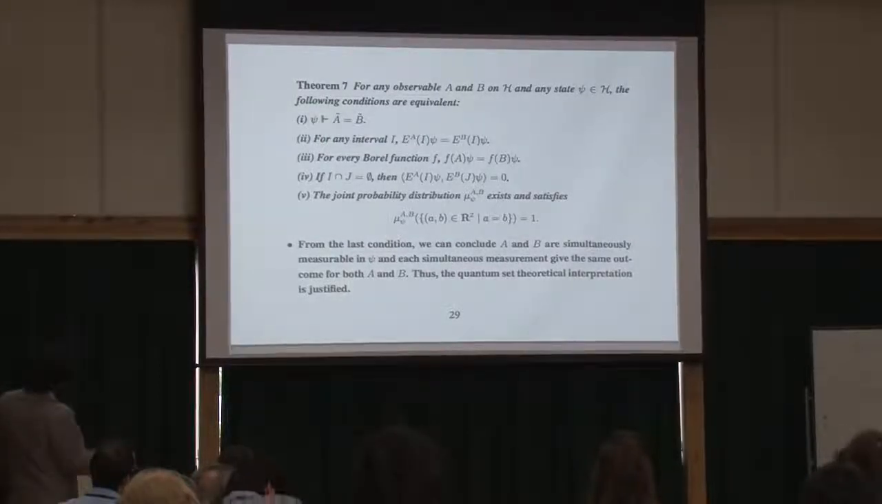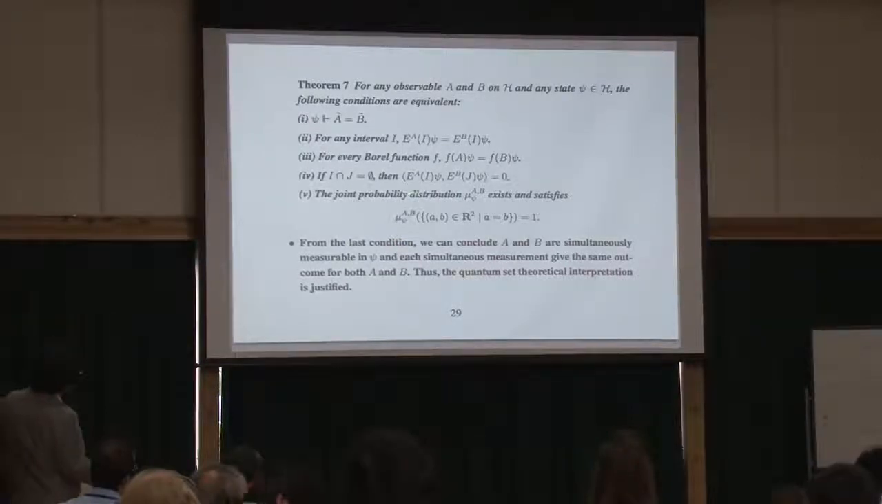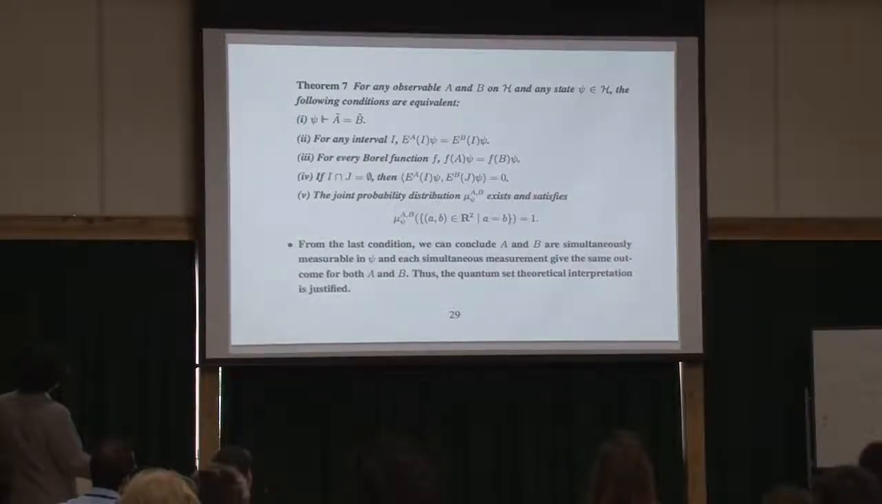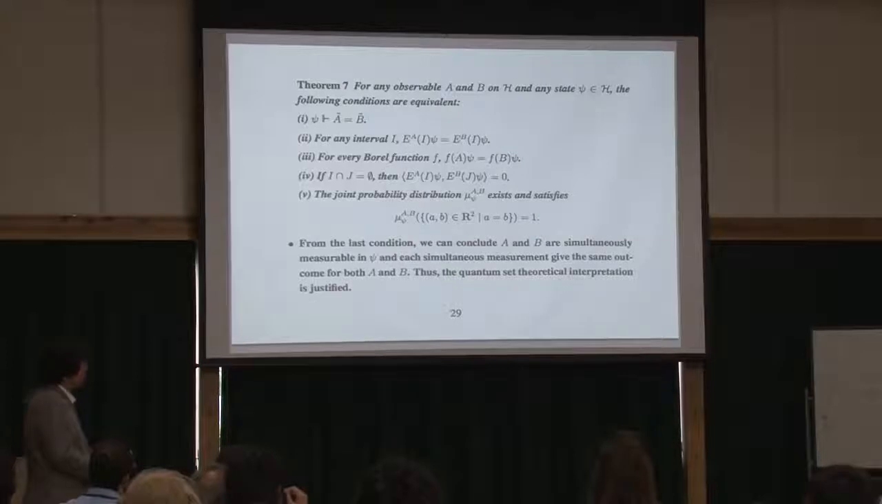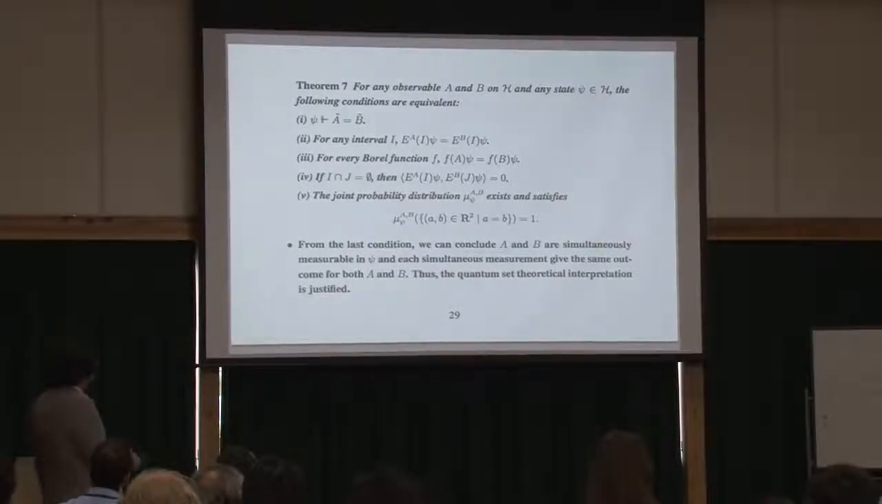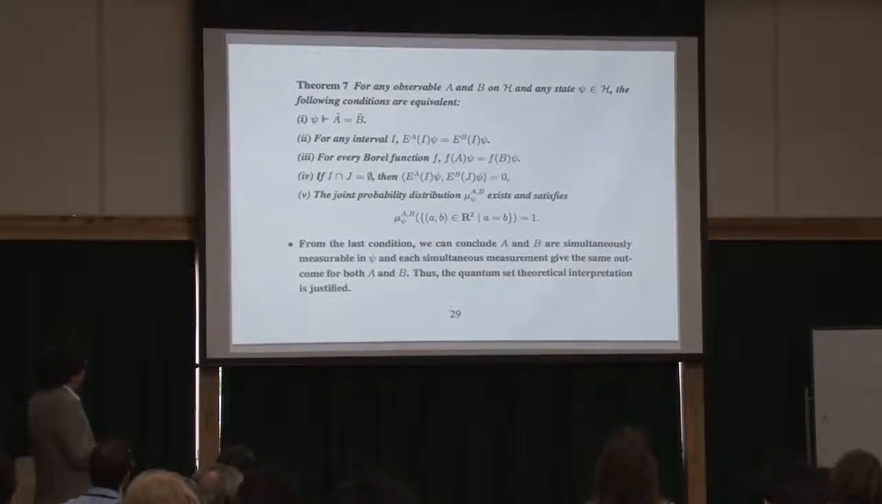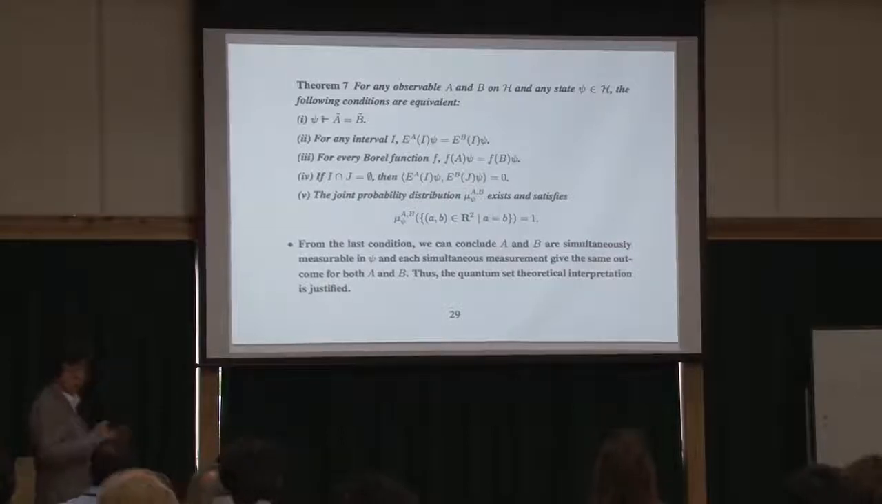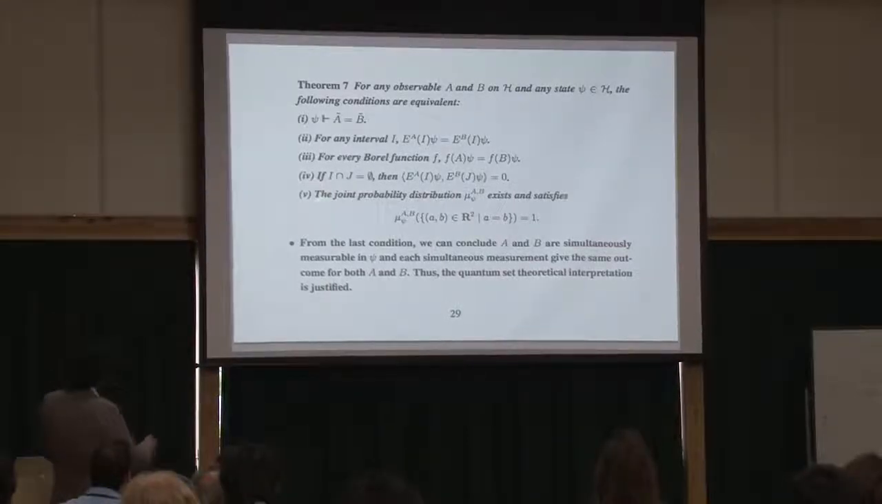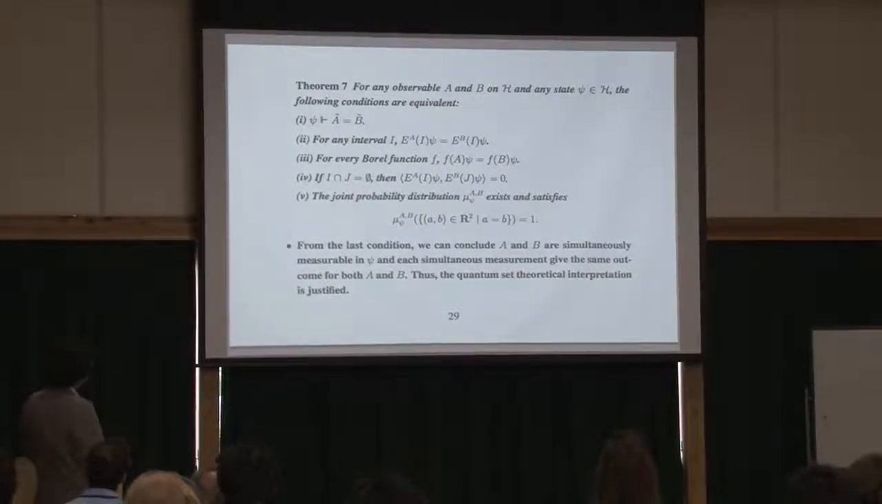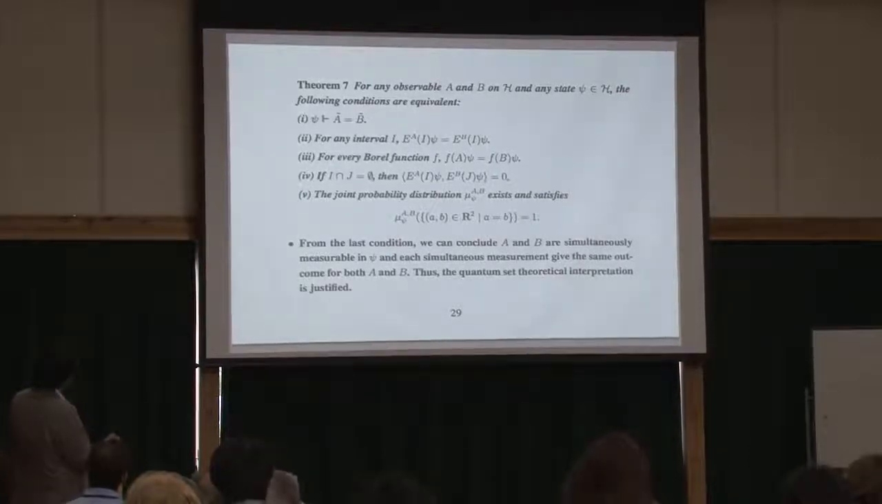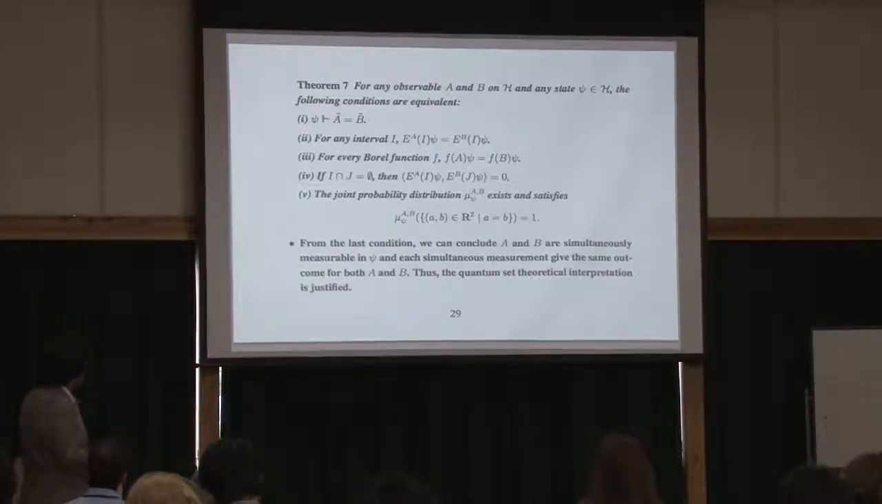For example, this condition is equivalent to the joint probability distribution of observables A and B existing, and it satisfies this, and the joint probability is concentrated on the diagonal. This is just the probability theoretical expression that A and B have the same value with probability 1. This formula does not necessarily assume the commutativity of A and B, but the satisfaction of this condition automatically implies the commutativity of these operators.